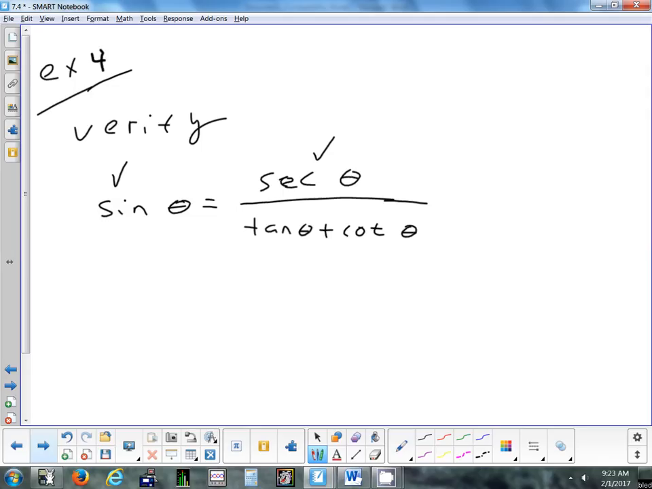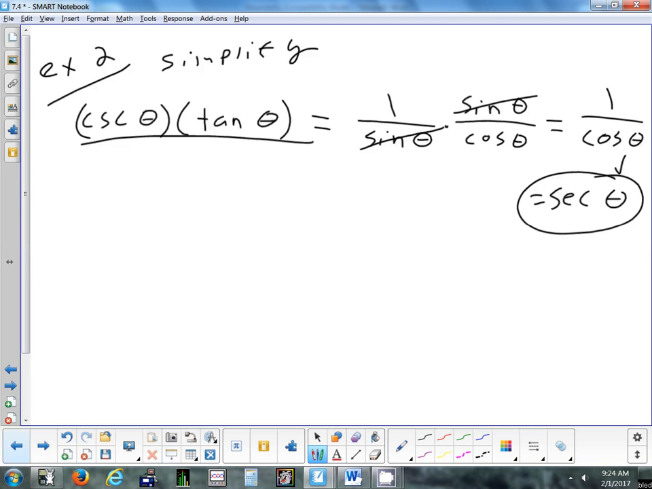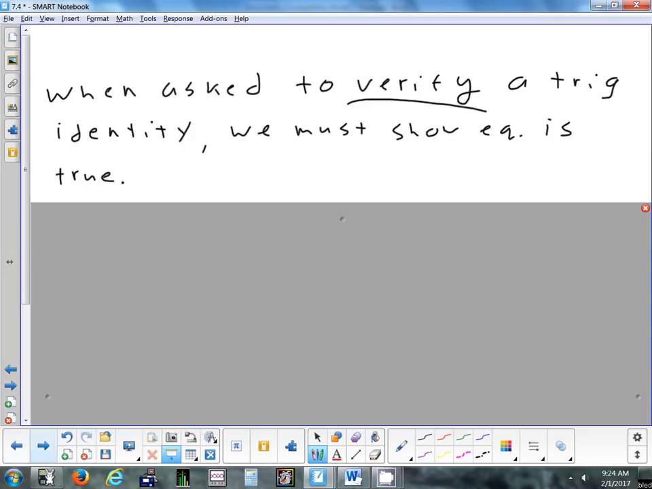You need to fill in all the steps in the middle. How do you turn this into that? What are all the steps? Somehow all this stuff just cancels out. Okay? So that's the difference with a verify. You already know where to start, you know where to stop, fill in the middle. Simplify, you don't really know what the end is going to be. They just tell you where to start. Okay, so as we go through, we'll practice some problems that are simplify, and then we'll do some other ones that are verify.